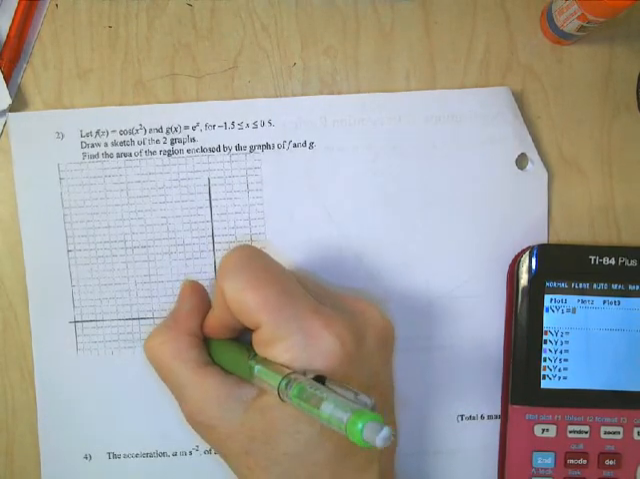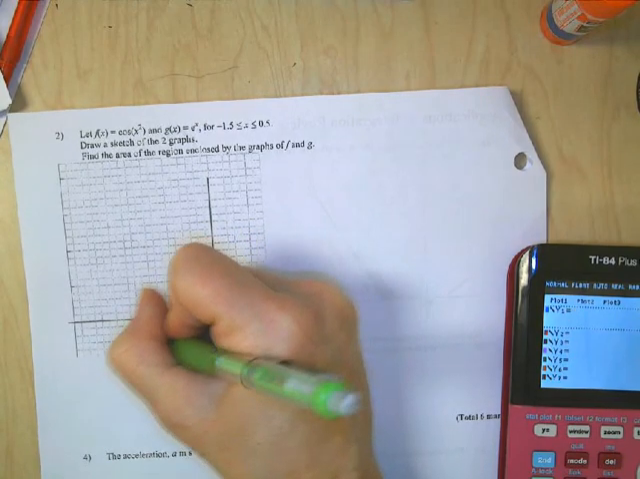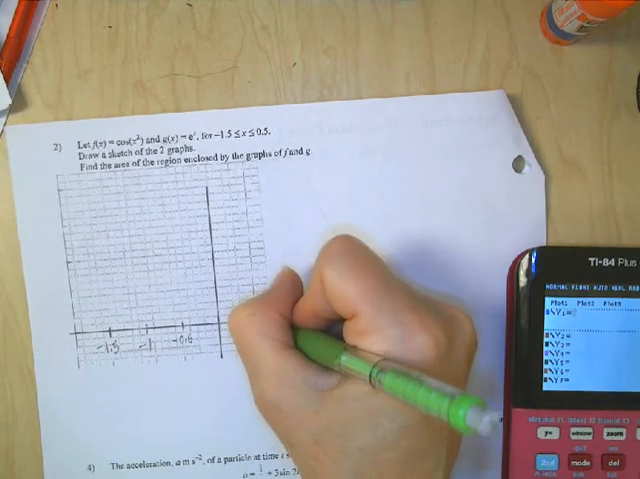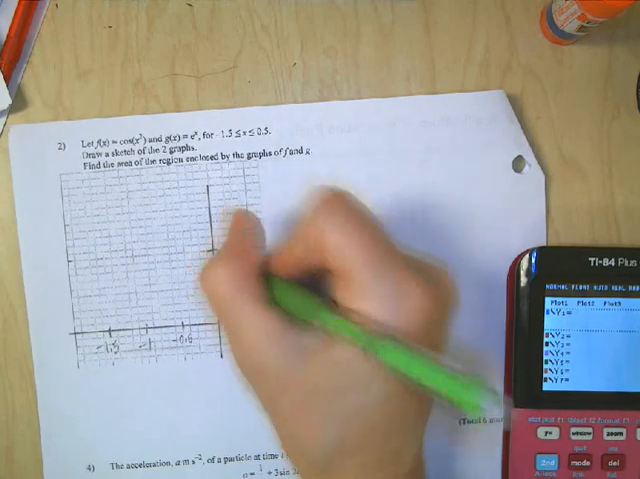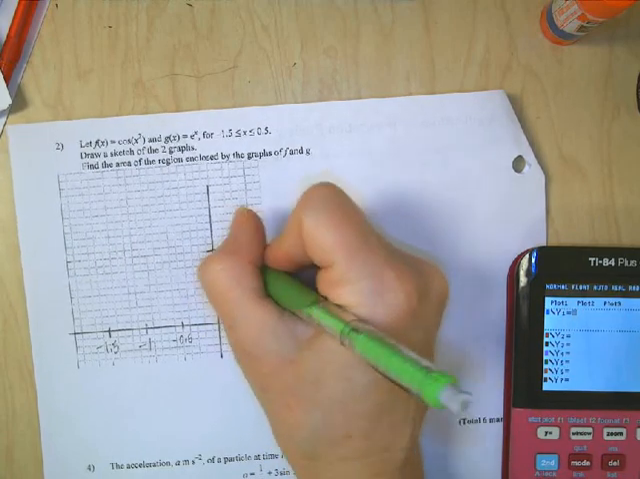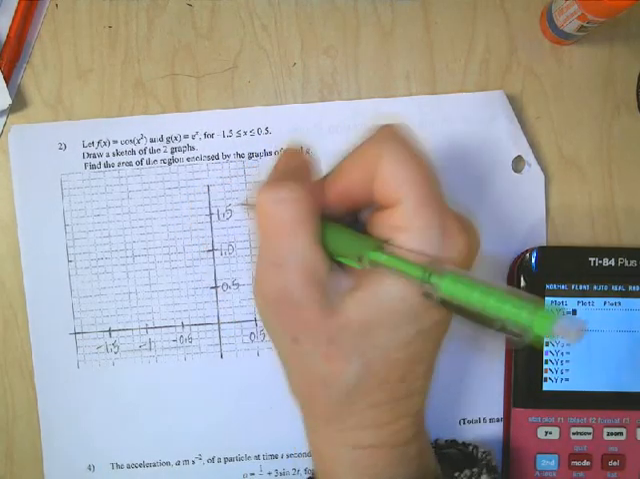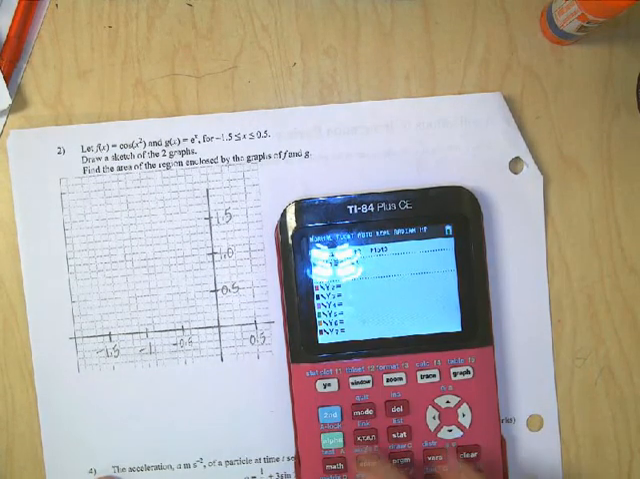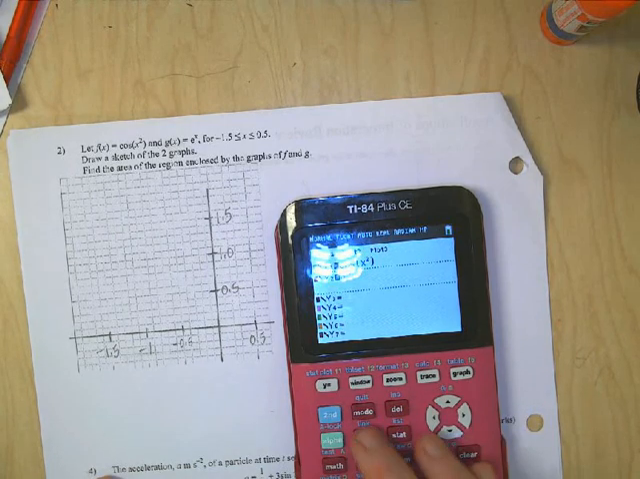This is going to be 0.5, this is going to be -1, -1.5. So we're going from here over to 0.5, which is over here, and I happen to know that it goes up to about 1. So that's as far as I need to go. All right, so let's put these into the graph. I'm going to graph cosine of x squared, and I'm going to graph e to the x.